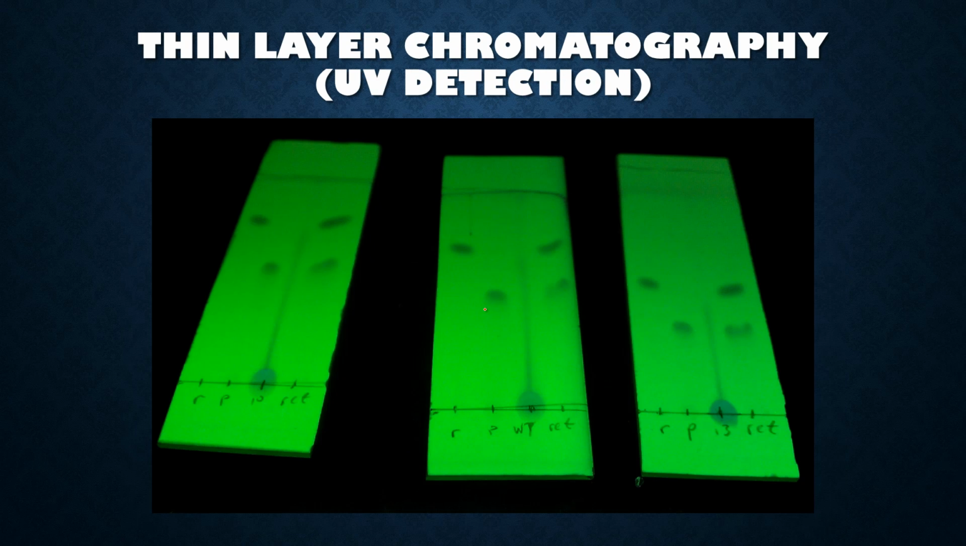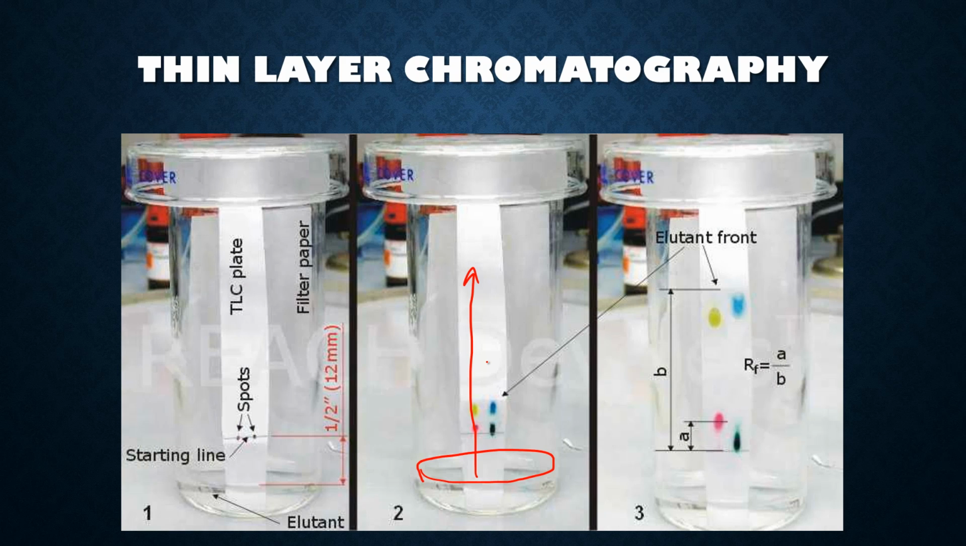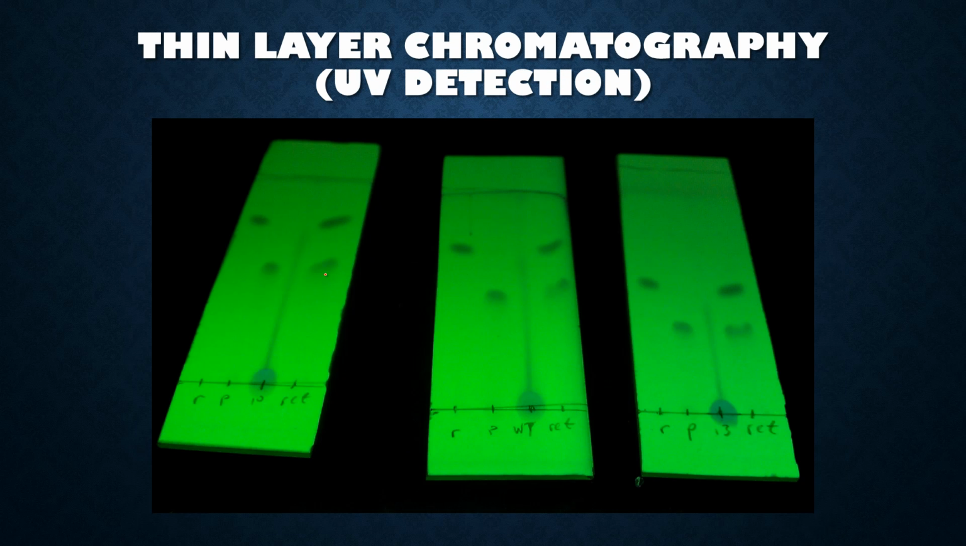With thin layer chromatography, it's also important to know that you can detect not just by colour, but you can also detect using UV. So if you can't visualise the components within a sample mixture using a coloured reaction, then you can use UV, and this is a picture of that.